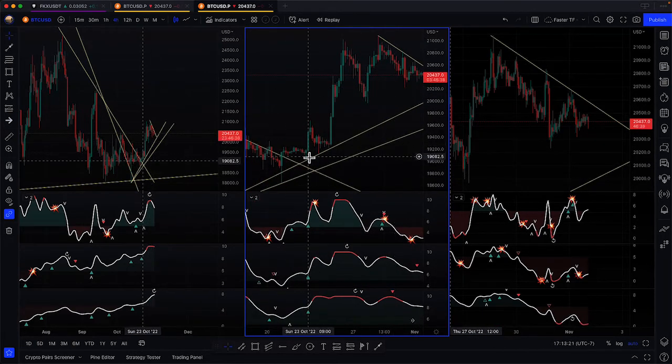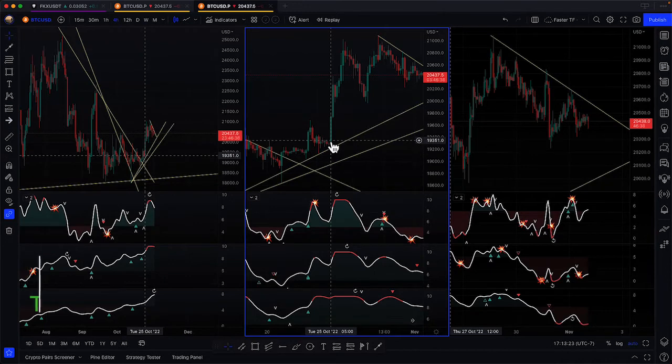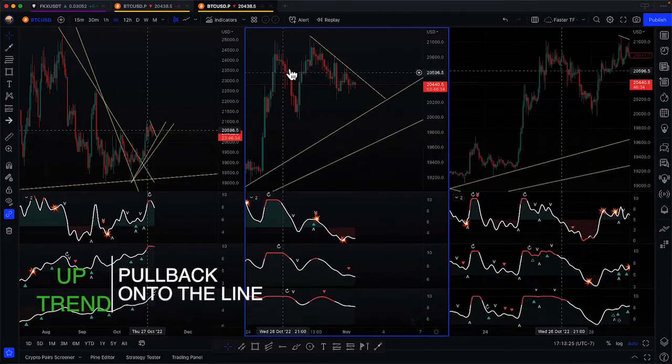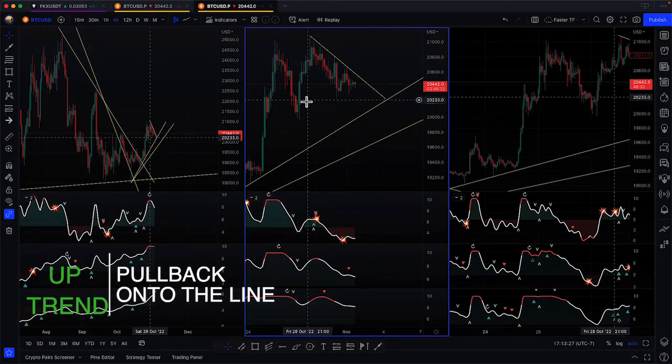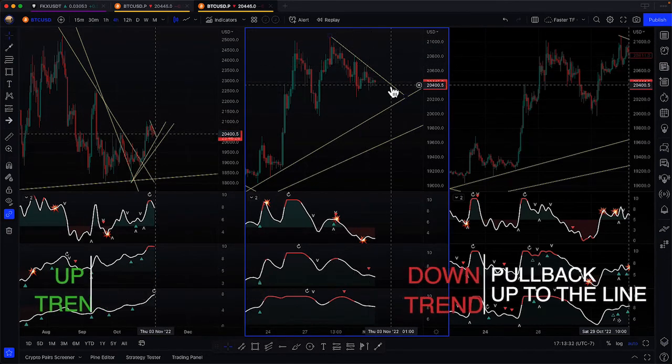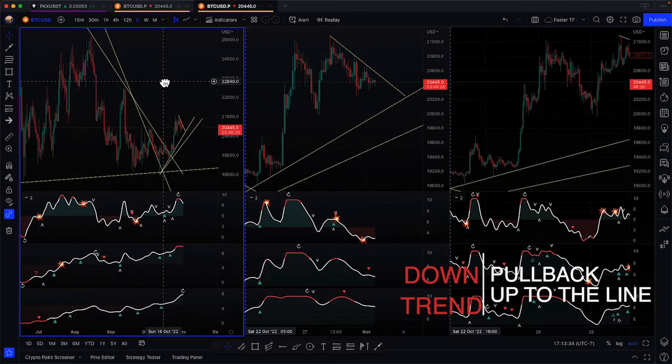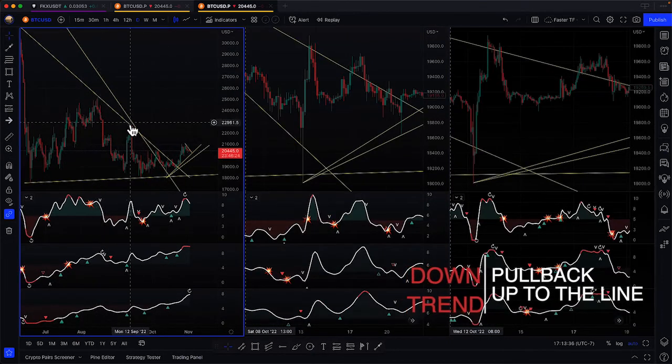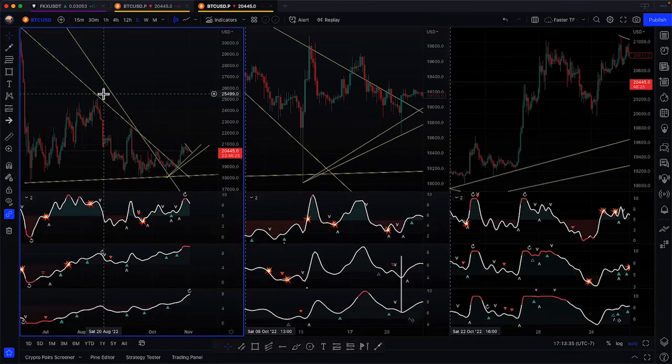In an uptrend, I will look for a pullback onto the line to trade with the trend. And in a downtrend, I will look for a pullback up to the line to trade with the trend. These make great entries because you're trading with the trend.